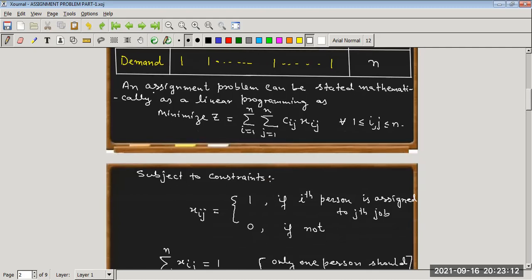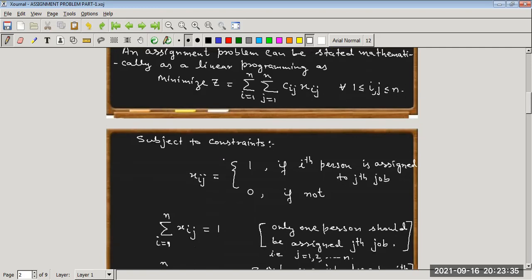An assignment problem can be stated mathematically as a linear programming problem, as we have to minimize the cost. So minimize z equal to summation i equal to 1 to n, summation j equal to 1 to n, Cij into Xij for all i, j greater than or equal to 1 and less than or equal to n, subject to constraints.